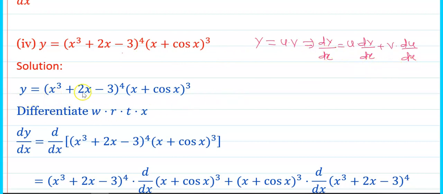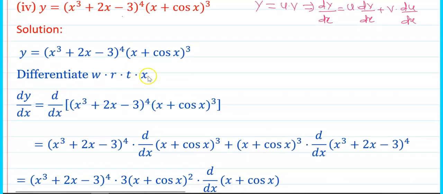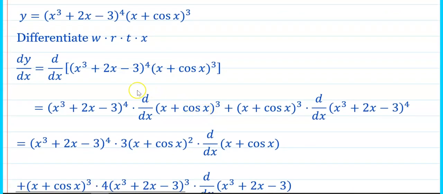y is equal to x cube plus 2x minus 3 bracket raised to 4 into in bracket x plus cos of x bracket raised to 3. Now differentiate this with respect to x. d/dx of in bracket x cube plus 2x minus 3 bracket raised to 4 into in bracket x plus cos x bracket raised to 3. Now first, this is the u, derivative of d/dx of v, that is in bracket x plus cos x bracket raised to 3 plus, again keep this as it is, d/dx of first term, that is x cube plus 2x minus 3 bracket raised to 4.